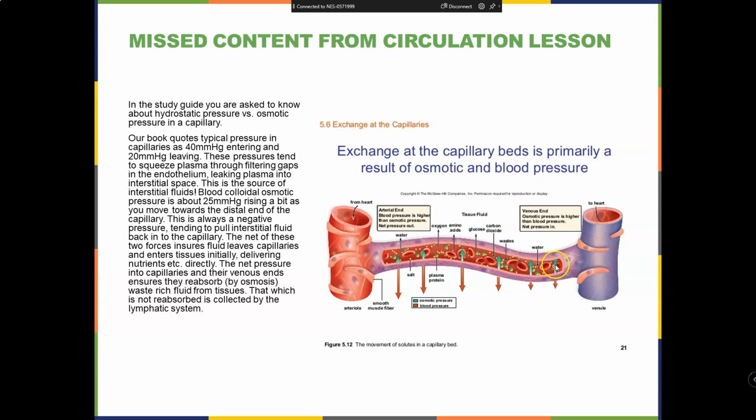But by the time we get to this end, with that loss of water from the capillaries and the effective pressure reduction over distance, the hydrostatic pressure squeezing water out is around 20 millimeters of mercury, but the osmotic pressure pulling water back in is 25 or so millimeters of mercury, maybe even a bit higher. And so the net flow is of water back into the capillaries at this end.